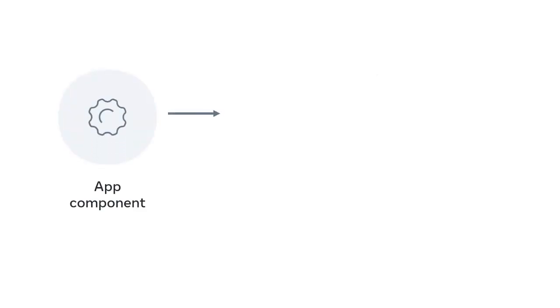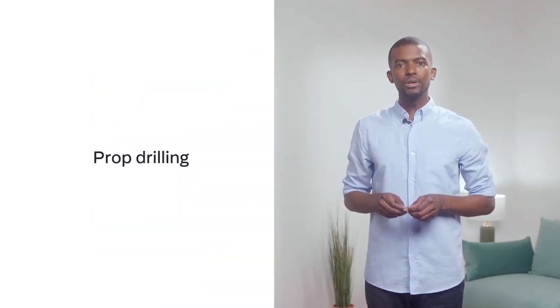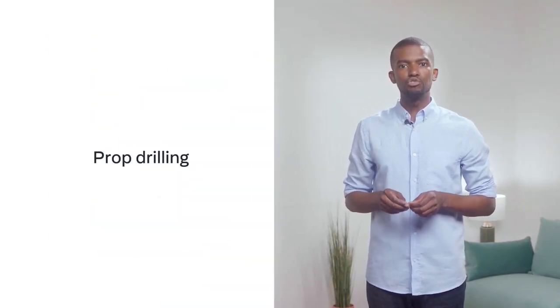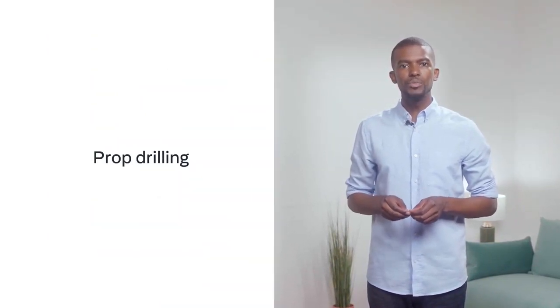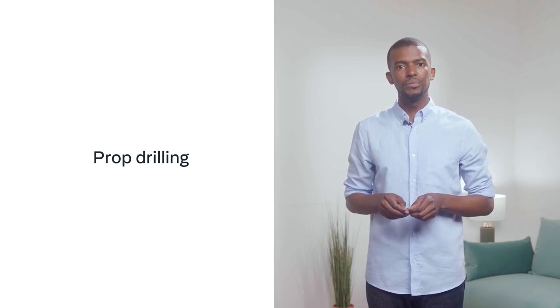The state has now moved up to the app component, and my meals list component becomes a conduit for the state data to be passed to its destination, the meal item component. The question you must now ask is, what is wrong with prop drilling? Prop drilling is a commonly used term to describe having to pass state through props in several layers of components, from the parent to the child to that child's child, and so on.